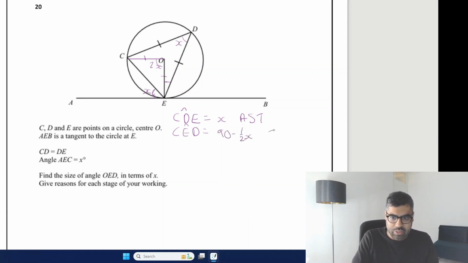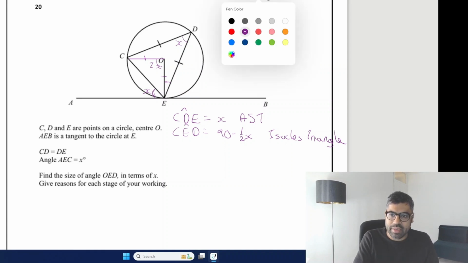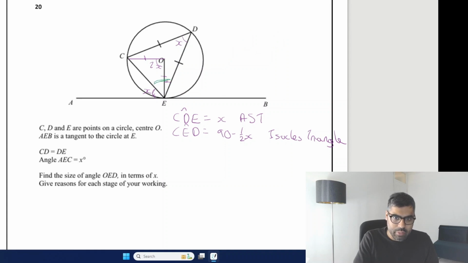And I'm just going to put isosceles triangle. Don't judge me on my spelling. I'm not here to teach English. Okay, so we now have this angle here is 90 minus half x. I'm just going to put it in a different color to make sure there's no confusion. So we basically know angle CED, which is this angle here. We know that's 90 minus half x.